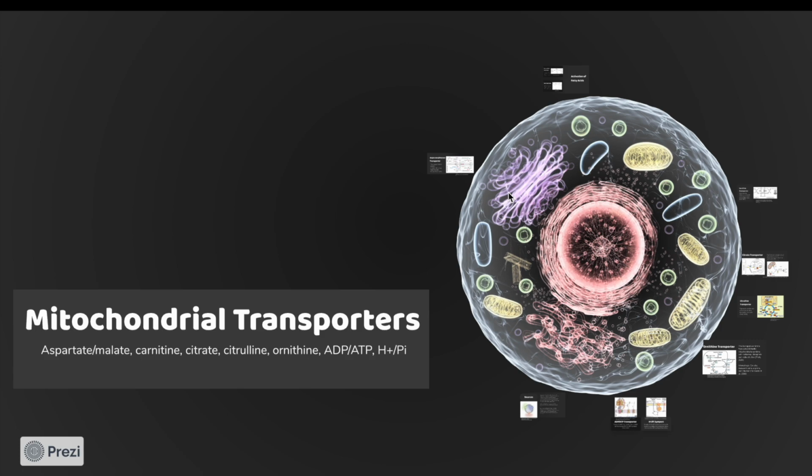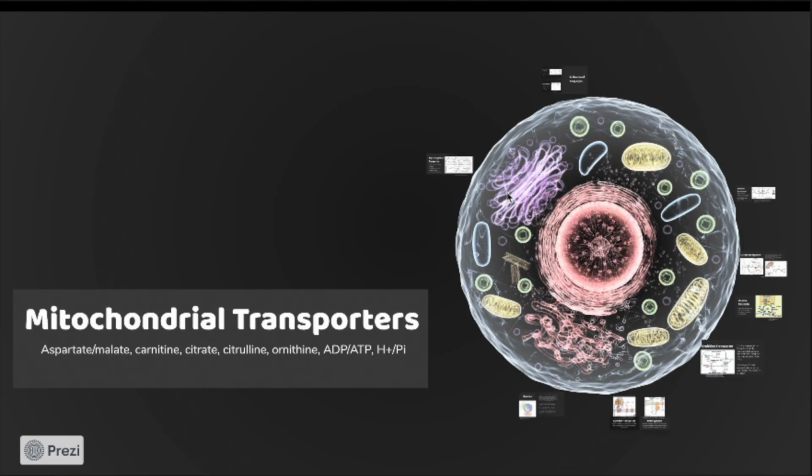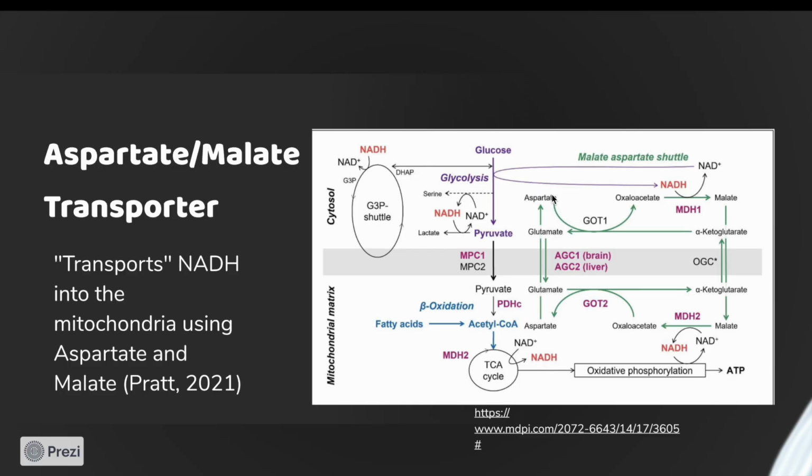So for this unit, I'm going to be talking about all the mitochondrial transporters that we went over. And it really is just like a hot wash, just trying to get them all straight in your head. So let's start out with the aspartate malate transporter.